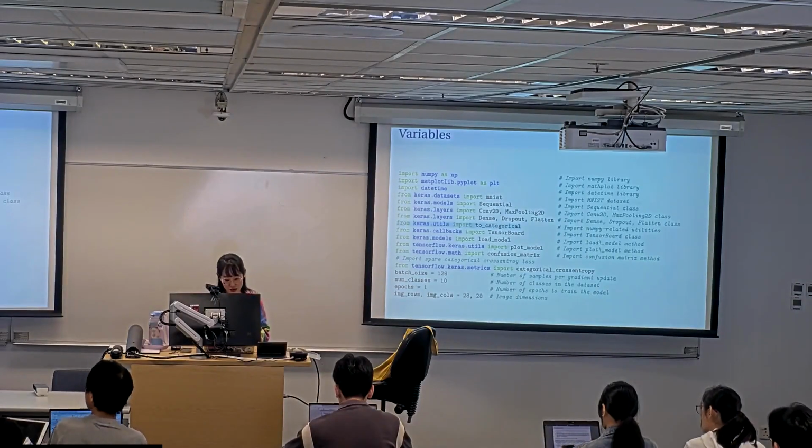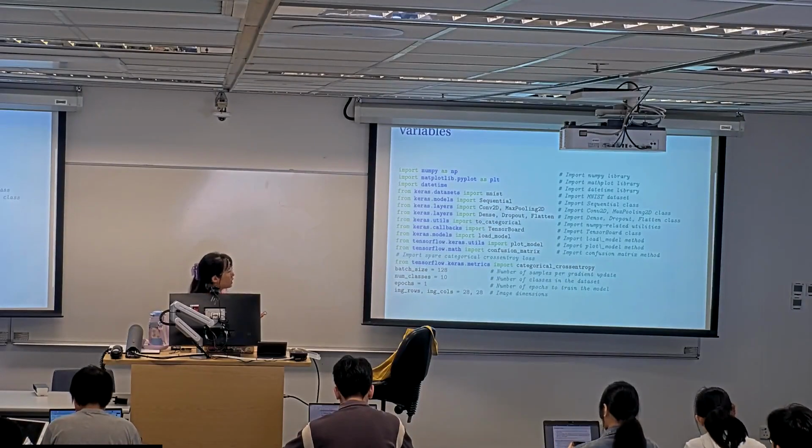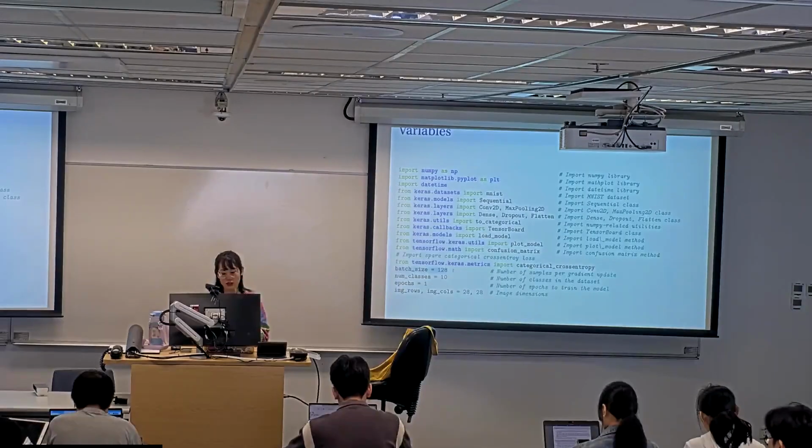Okay, I think the following libraries we have already seen in the MLP. Some global variables: we set the batch size to be 128. Batch size is the number of samples per gradient update.